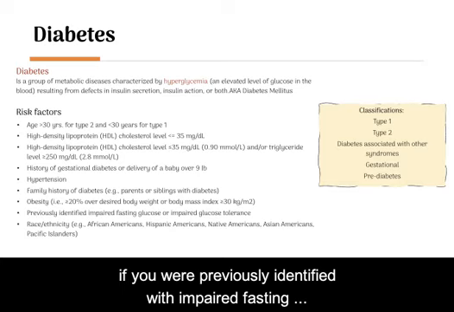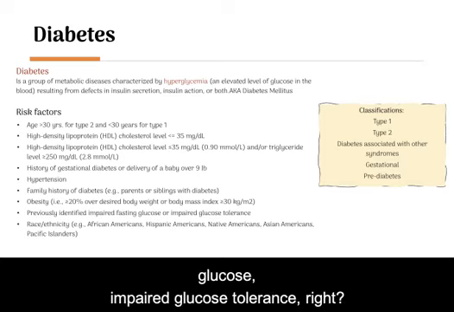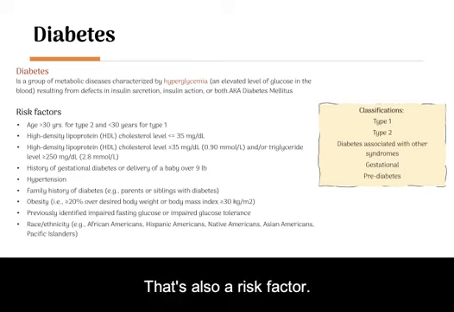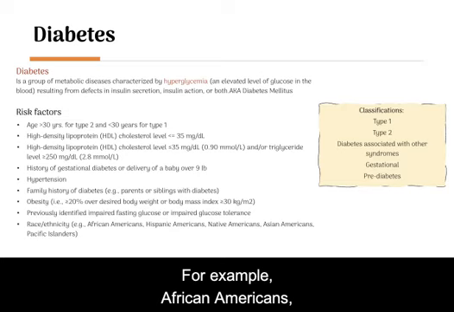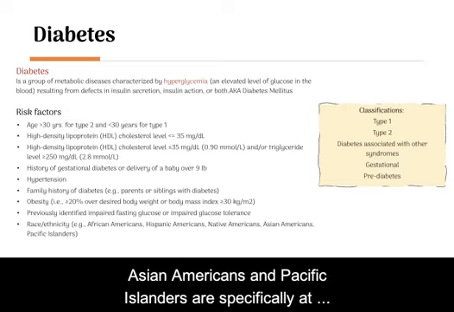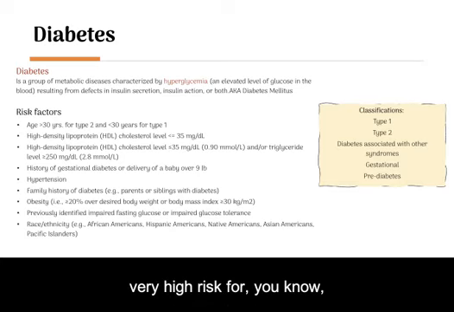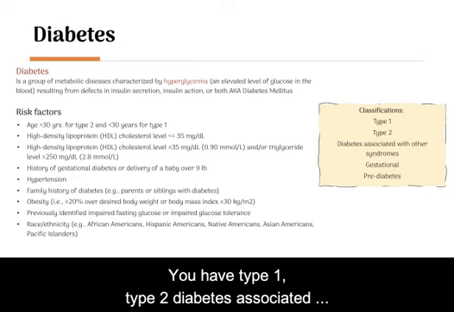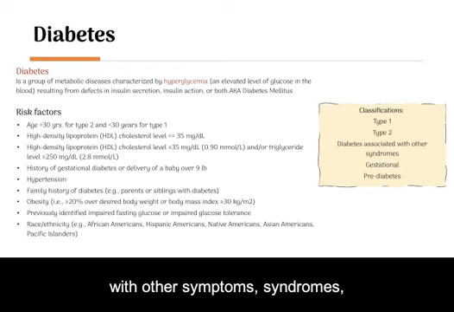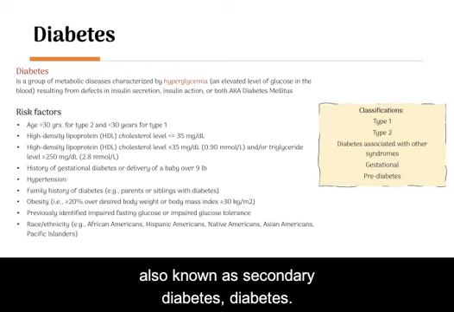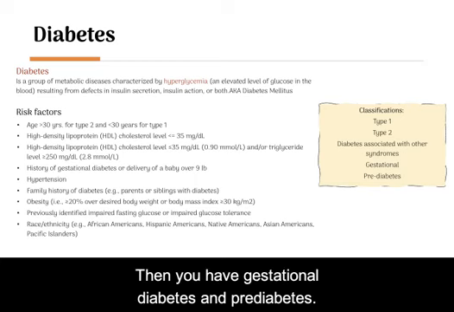If you were previously identified with impaired fasting glucose, impaired glucose tolerance, right? That's also a risk factor. Race and ethnicity is a risk factor. For example, African Americans, Hispanic Americans, Native Americans, Asian Americans, and Pacific Islanders are specifically at very high risk for developing diabetes. Now, there are different classifications for diabetes. You have type 1, type 2, diabetes associated with other syndromes, also known as secondary diabetes. Then you have gestational diabetes and pre-diabetes.